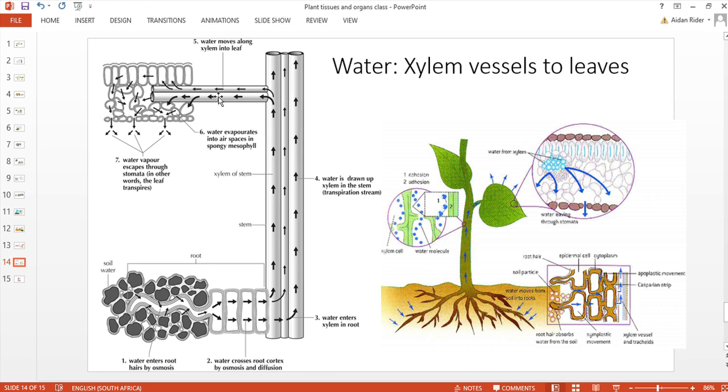Water moves along the xylem into the leaf, and then water evaporates into air spaces into the spongy mesophyll. The mesophyll here is where there are air spaces in between the cells, and here at the bottom is the stomata. So water vapor can escape through the stomata and is being transpired. Okay, so the bottom is the stomata, and the top is your palisade cells. Okay, so it's basically drawn from the bottom all the way through the stem to the top of the leaf where it's being evaporated. Okay, here's just another representation of it, what happens from the bottom to the top.